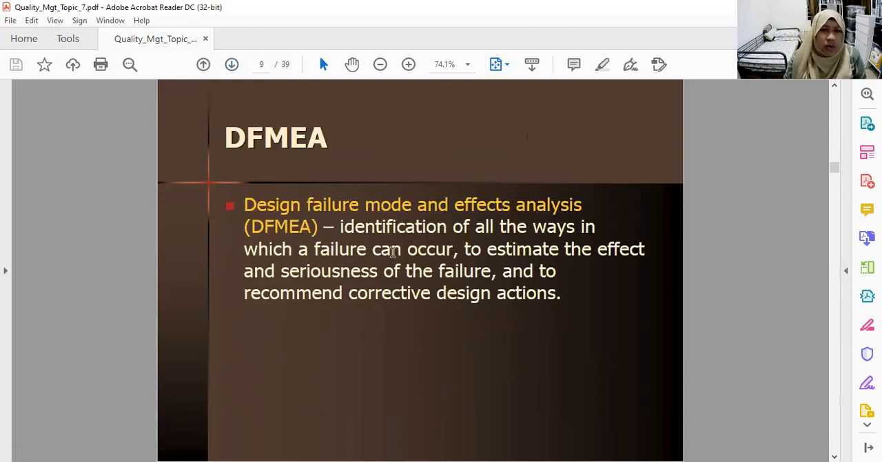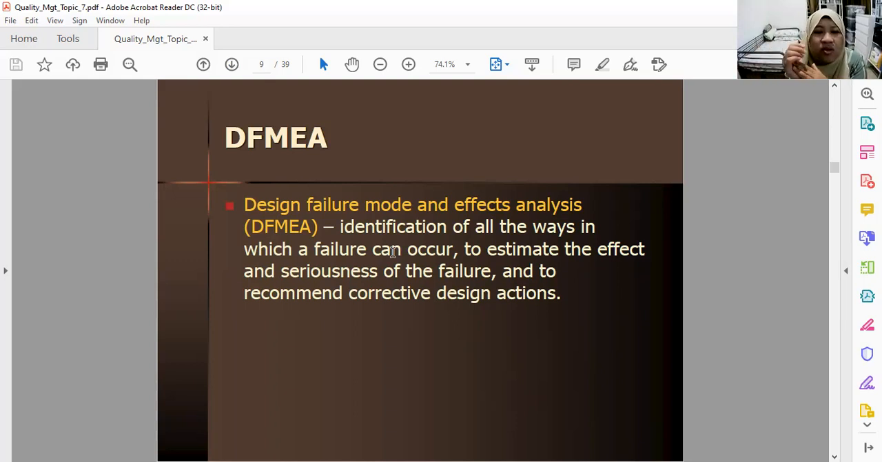So the DFMEA, design failure mode and effect analysis. It is the identification of all the ways in which a failure can occur. So we can say that the product is not totally perfect. It will have some indicator of an error, and this error is close to the failure that will be triggered to the failure rate, a failure will happen.